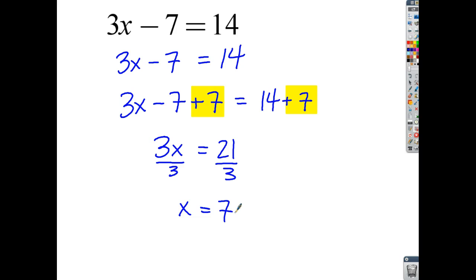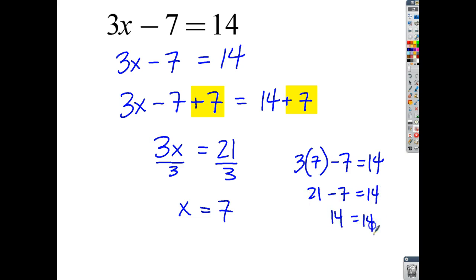Okay, and then let's go ahead and check this. So if I do 3 times 7, and then I subtract 7, will I get 14? Well, 3 times 7 is 21, and 21 minus 7, does that equal 14? Well, 21 minus 7 is 14. Both sides of that equation are the same. Therefore, x equaling 7 is the correct answer.